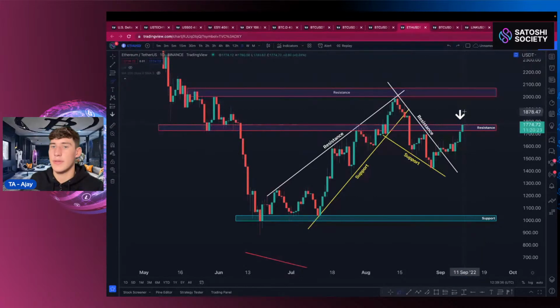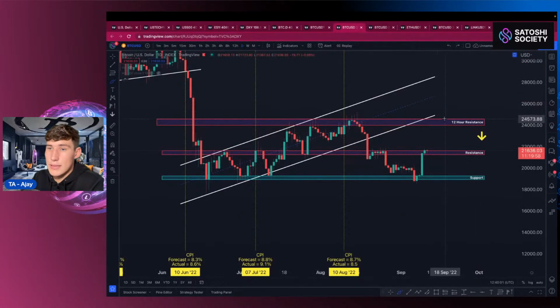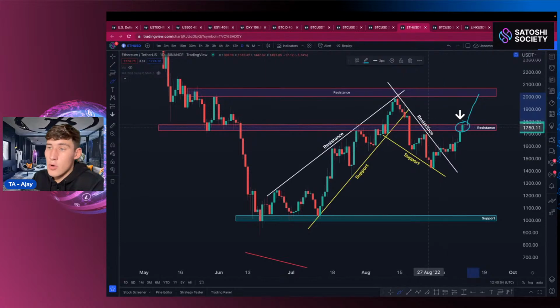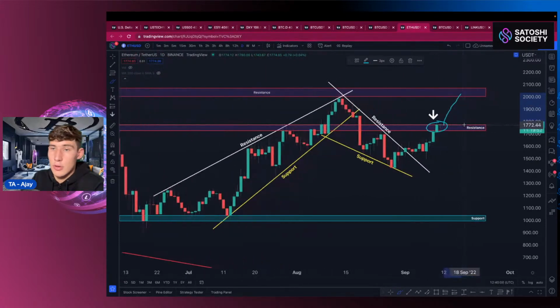So this is going to be a resistance, but if we can get back above here, then I do think Ethereum can come back up to the $2,000 level. So if we get a break of this resistance here, a nice clean break towards the upside, then I think the next level for Ethereum is $2,000. And if Bitcoin does the same, gets a break of the resistance, I think 25,000 is sort of that next target. So if Bitcoin breaks, Ethereum will most likely break, and we could see Ethereum back up at $2,000.